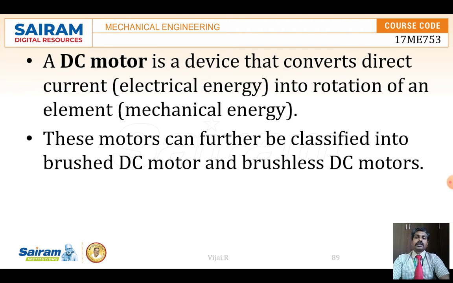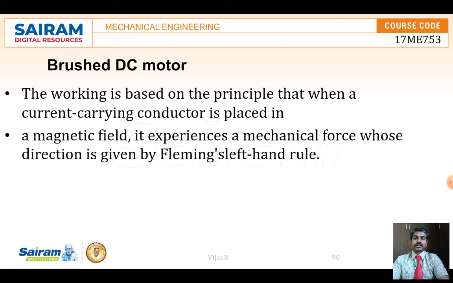So DC is direct current. A DC motor is a device which converts direct current into rotary motion, that is, mechanical energy, so it is called a DC motor. The DC motor is also commonly classified as brushed type and brushless type. So brushed type, in what sense? The working principle of a brushed DC motor is that when a current carrying conductor is placed in a magnetic field, it experiences a magnetic force whose direction is given by Fleming's left hand rule.